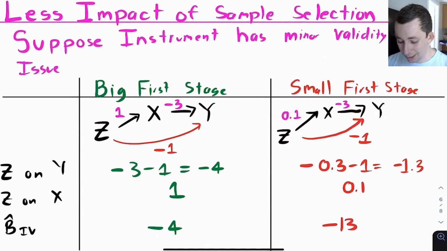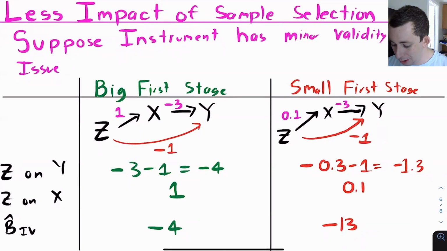So if I were to just calculate the IV estimate, it's going to tell me in the big first stage that it's -4, and in the small first stage that it's -13. So notice that even though we had validity issues, when we had a large first stage, we still got pretty darn close to the actual true estimate. We actually got pretty close to the true value, which we said was -3. But if we had a very small first stage, we are very far from the true relationship between X and Y. So why did this happen?